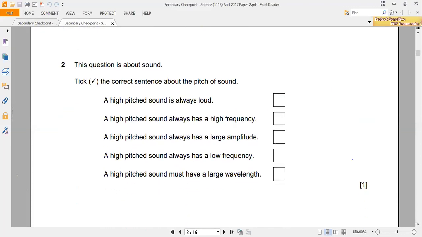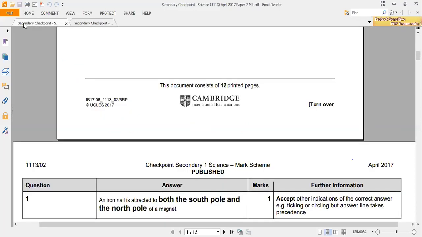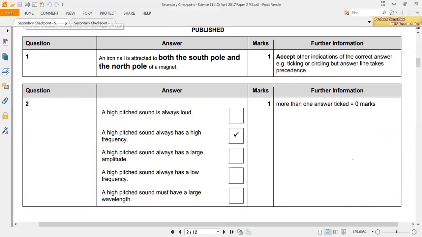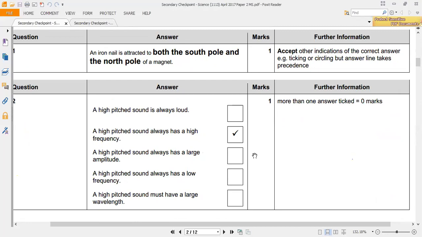Here, number 2. The question is about sound. Tick the correct sentence about the pitch of sound. A high-pitched sound is always loud. A high-pitched sound always has a high frequency. A high-pitched sound always has a large amplitude. A high-pitched sound always has a low frequency. A high-pitched sound must have a large wavelength. You tell me the answer. Yes, the answer is a high-pitched sound always has a high frequency.